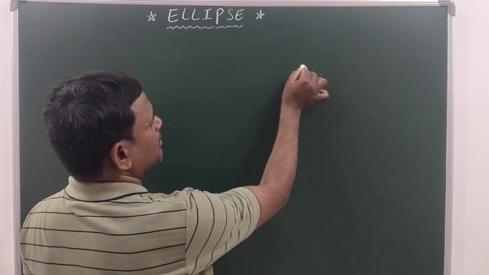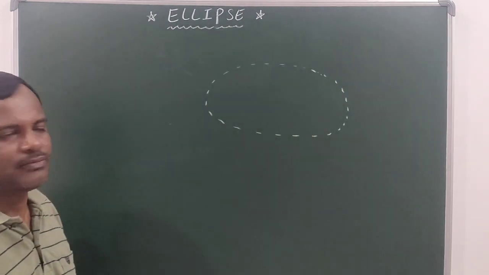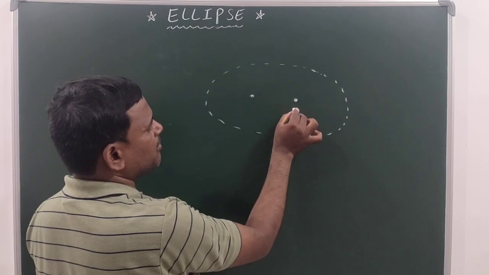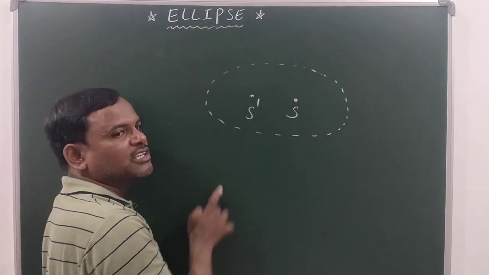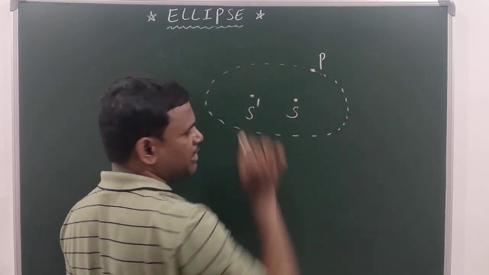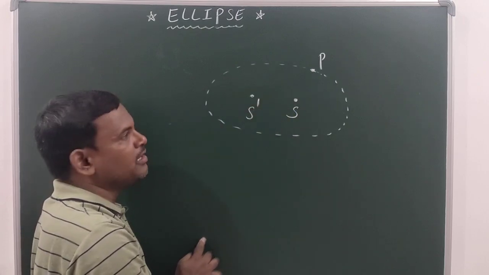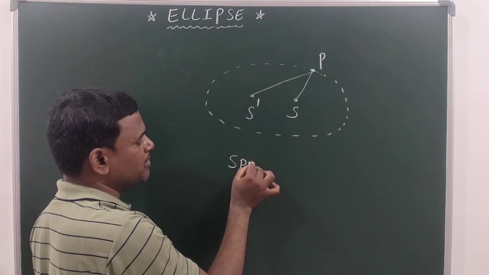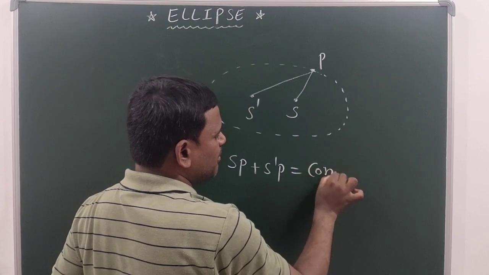See, here one locus point is moving like this on the plane. How is this locus point moving? The sum of the distances from two fixed points on this plane is always constant. Here P is a locus point, and S and S dash are two fixed points on the plane. Measure this distance and this distance and add both of them, SP plus S dash P, which is always the same or constant.